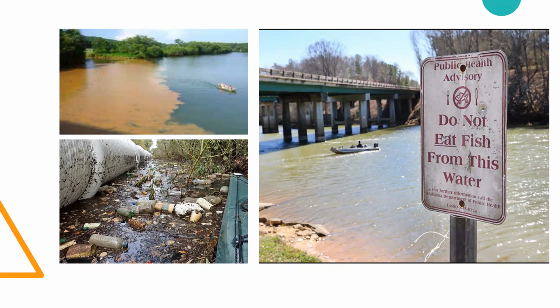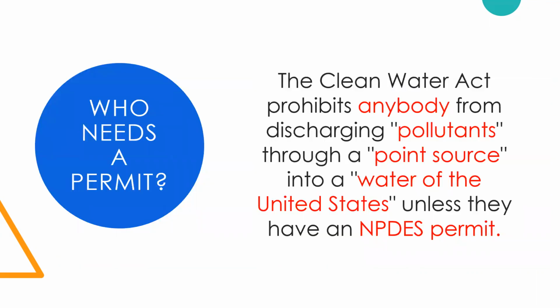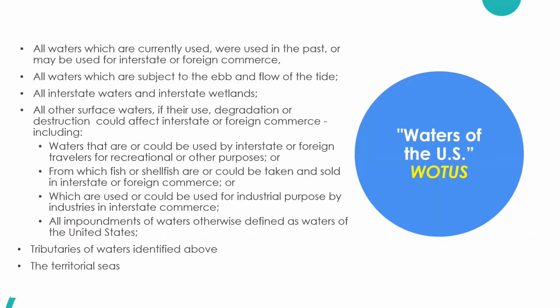in their system. So it's important to know that the Clean Water Act prevents anybody from discharging what they call pollutants through a point source into a water of the US unless they have an NPDES permit. And we're going to go over the definitions of all those in red, starting with waters of the US.